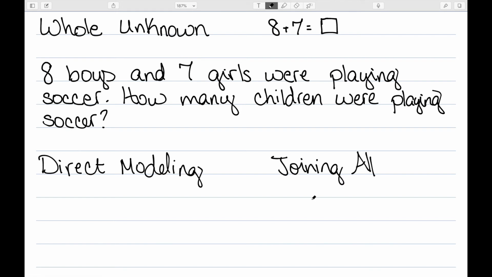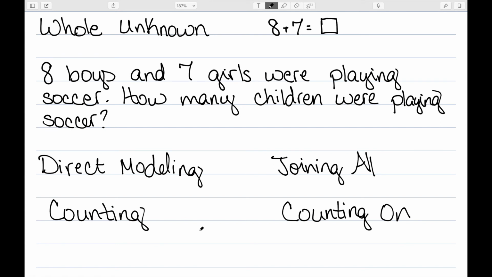The most common type of direct modeling strategy would be joining all, having a group of 8 and a group of 7, and then combining them. The common type of counting strategy would be counting on, in this case starting with 8, counting up 7 more, and getting 15. Next, let's look at part unknown problems.